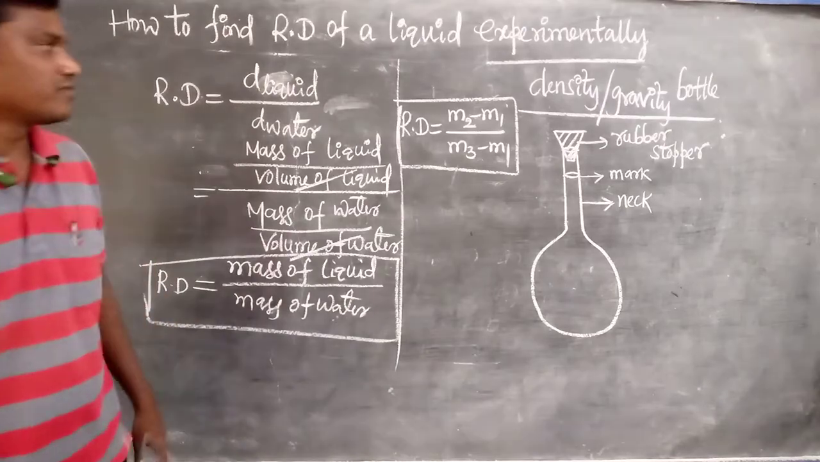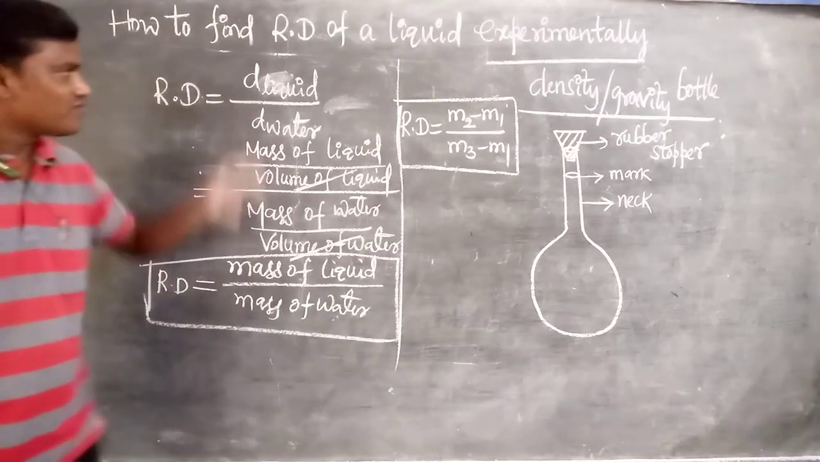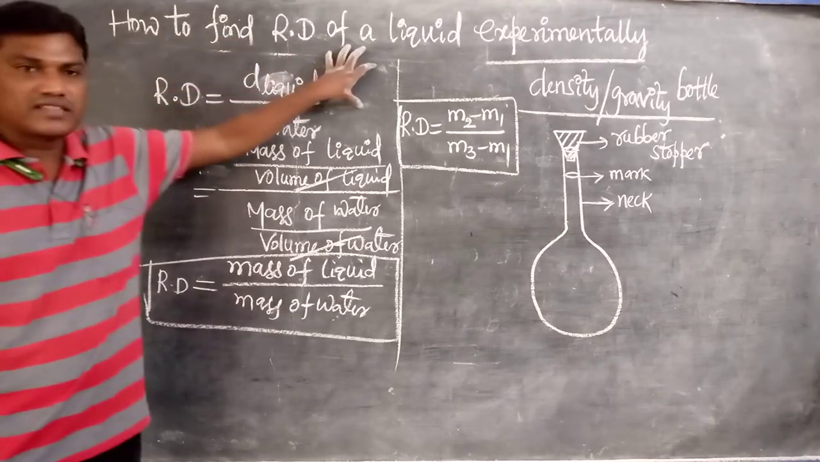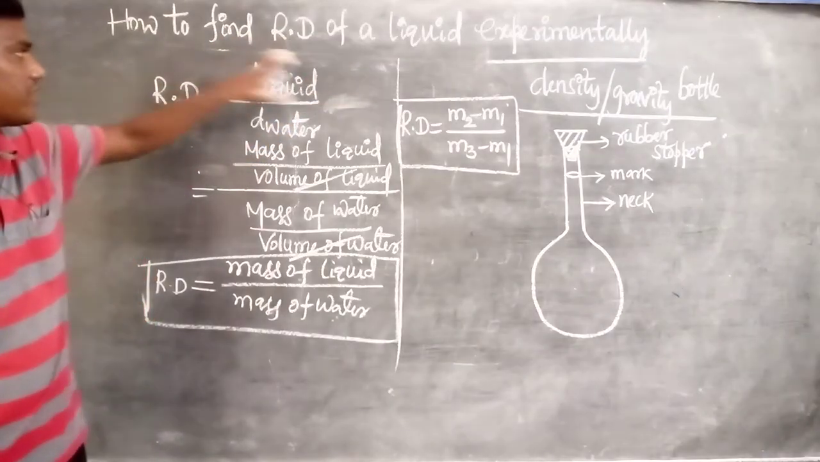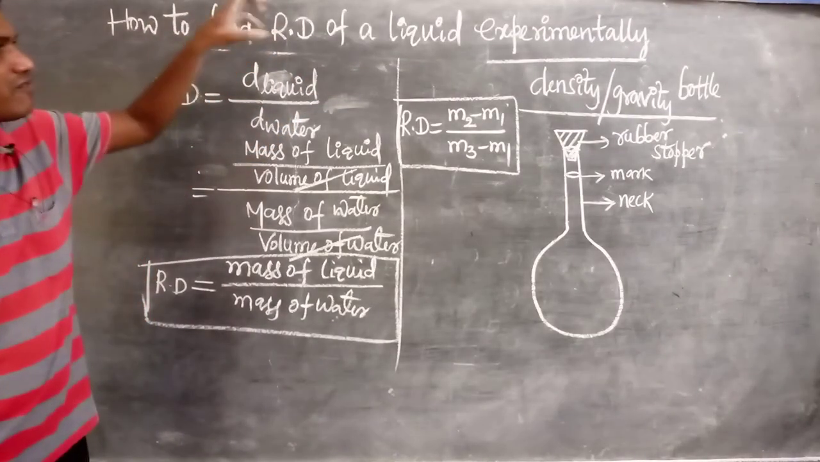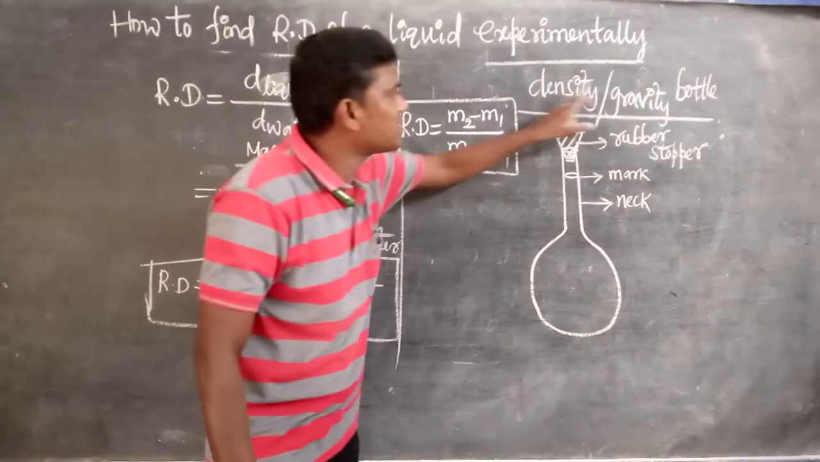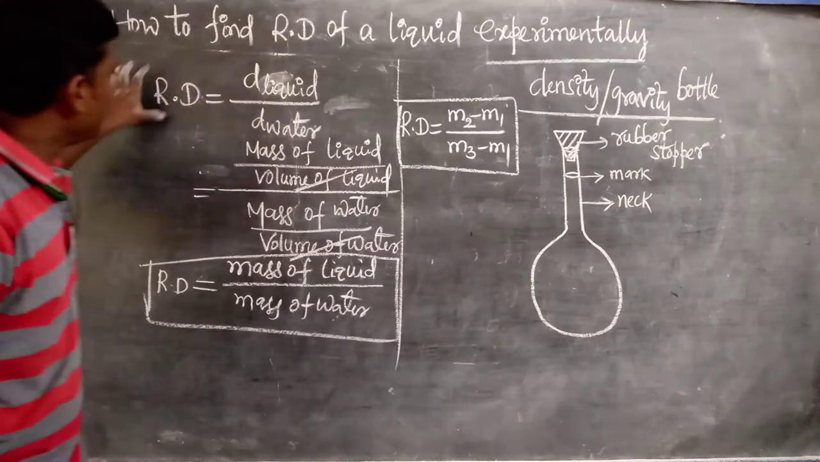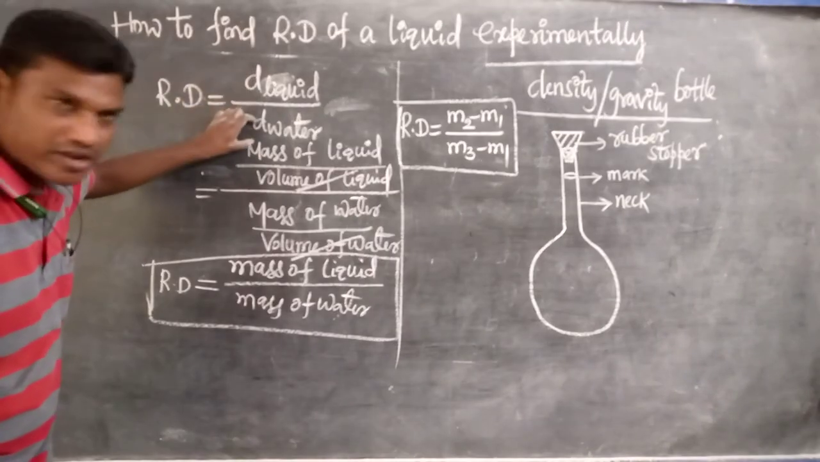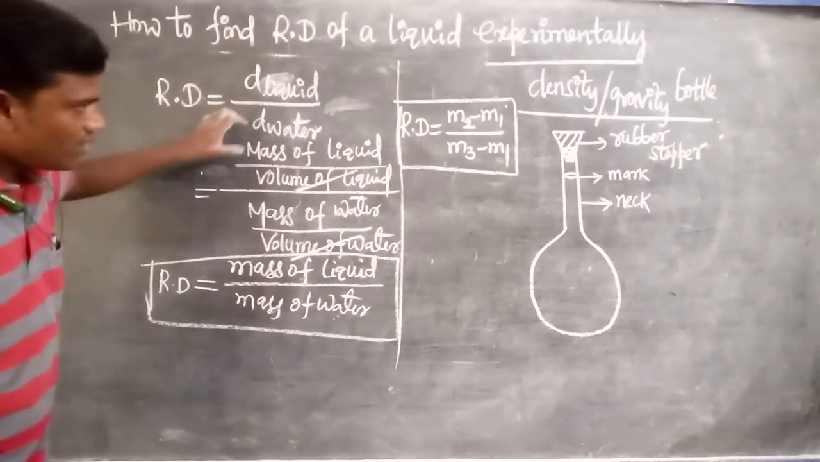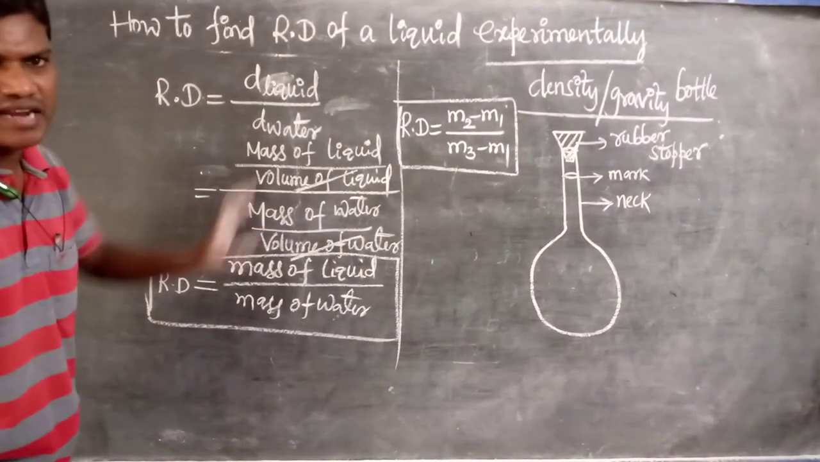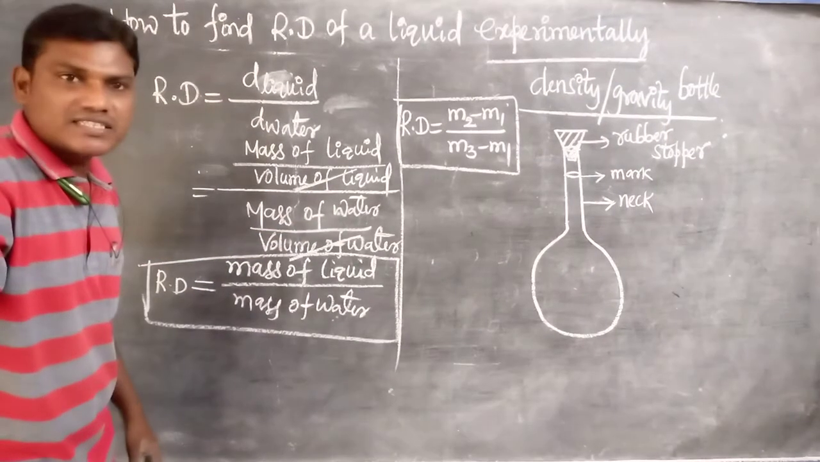Now listen very carefully. First of all, how to write it: first, the materials required. Initially, write that the relative density of a liquid can be found easily by using the density or gravity bottle. After that, draw this diagram. Then materials required: density bottle, liquid, water, electronic weighing balance. Those are the materials required.